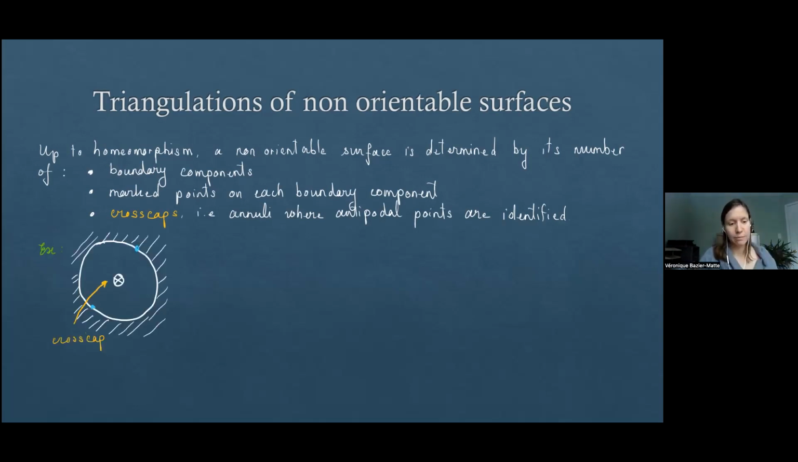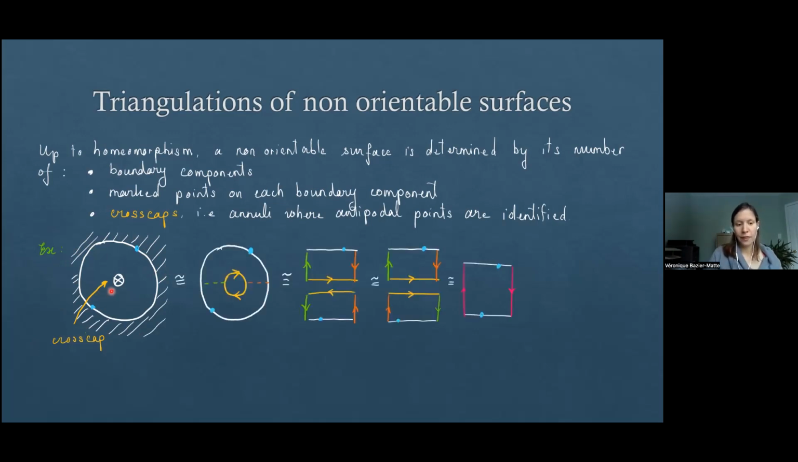Let's look at an example. I have a surface here with one boundary component, two mark points, and one cross-cap in the middle. If I do a few steps, I can see that this surface is indeed a Möbius strip. It is maybe a bit more familiar like this.